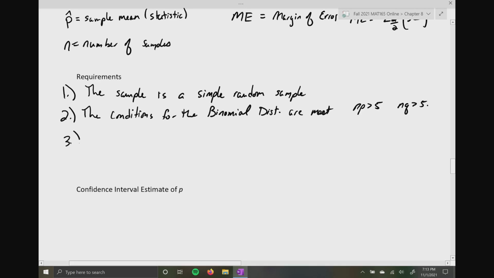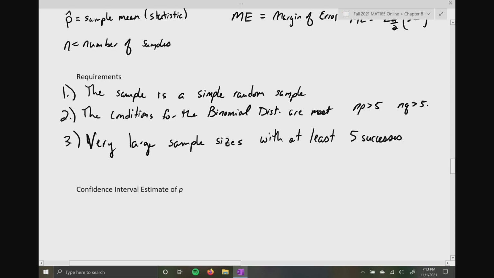Or 3, very large sample sizes with at least 5 successes and 5 failures. Okay? So I'm going to be honest with you here. Every single problem we're going to do is going to meet these requirements because I want you to do this. I don't want you to look at a problem and go, oh, it doesn't meet it. I can just go on to the next one.